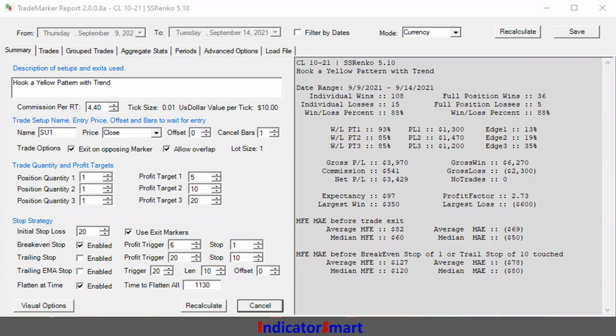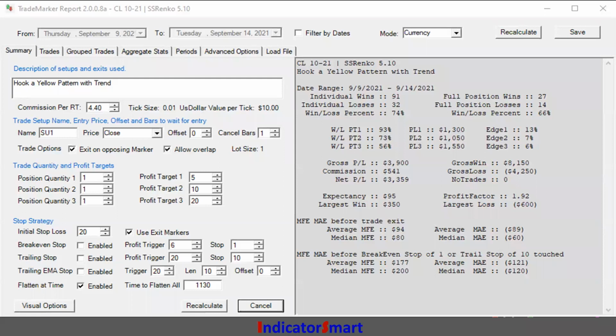So let's take a look what Trade Markers shows us for this particular pattern. I hook a yellow pattern with the trend, and it gives us 93, 85, 85 to 5, 10, and 20 ticks. On this particular one, I have a break-even stop after 6 ticks after that first target. And we'll also look at it for not having that.